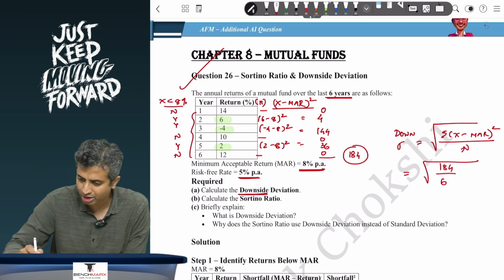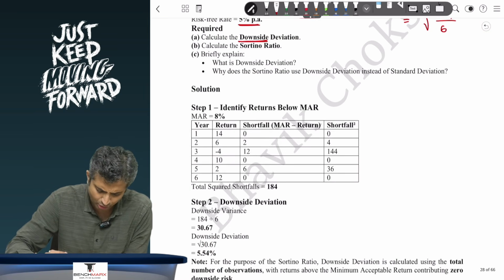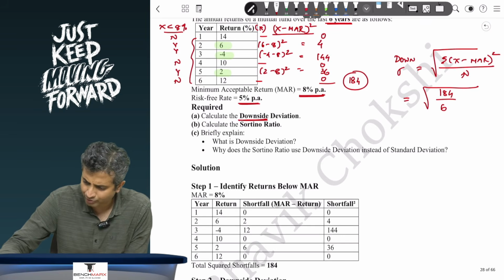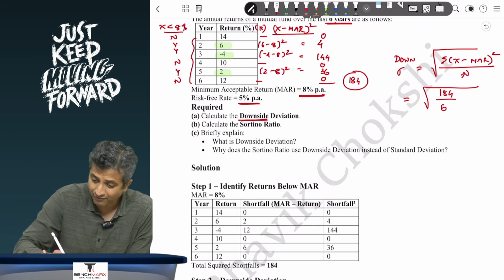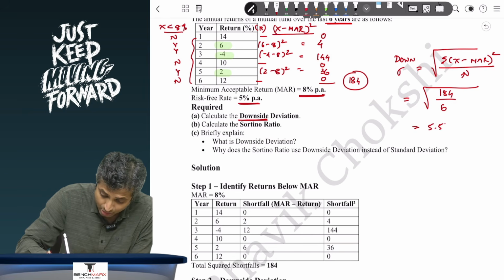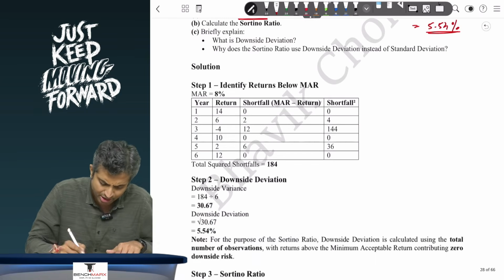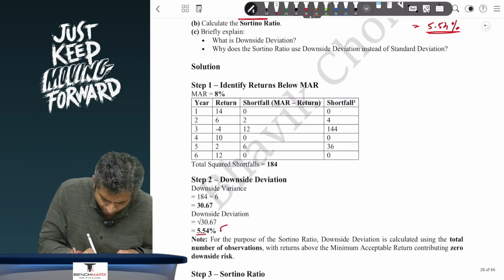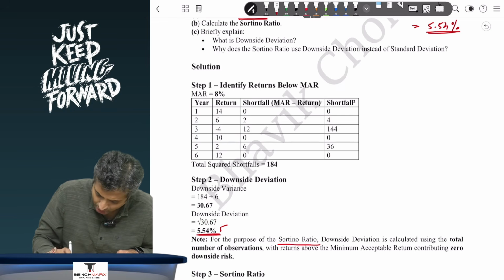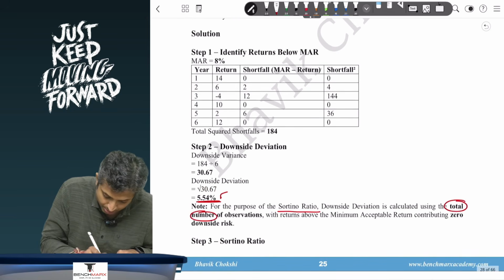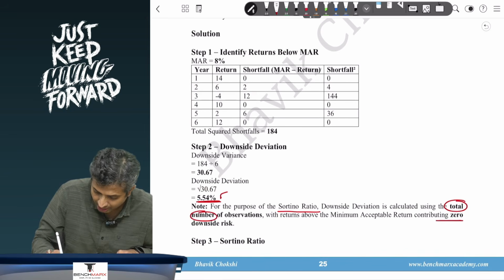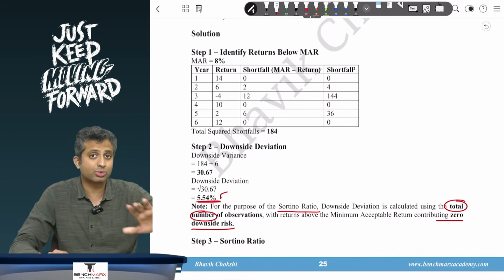This comes to around 30.66 if I'm not wrong, and 184 divided by 6 and square rooted will come to around 5.54. So this is your downside deviation, one of the most important calculations which can possibly come in. So this is 5.54. So Sortino ratio, downside deviation, is calculated using the total number of observations, even counting those observations where there is zero downside.